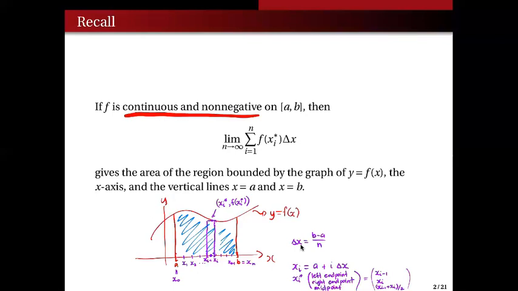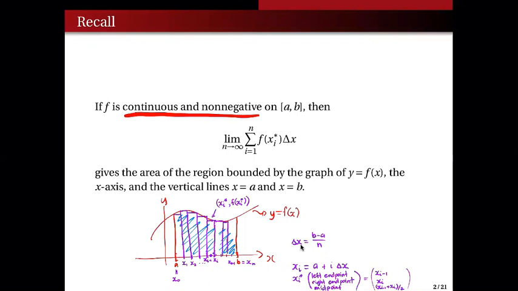Okay? For example, we have this subinterval for the first subinterval in here. For the second subinterval, we have something like this. Then for the third subinterval, we have something like this. And then for the fourth, we have something like this, etc. Okay?